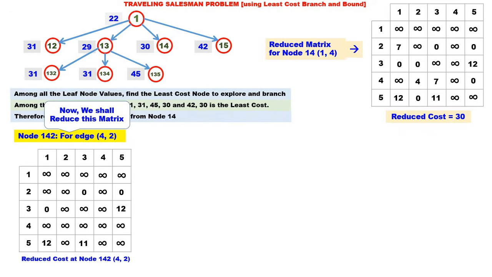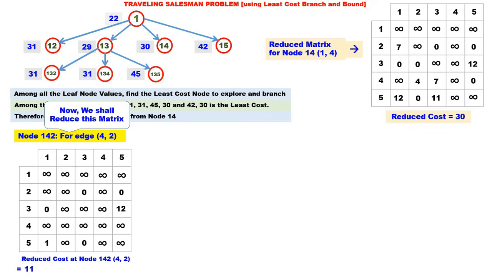First column, all the elements are infinity, no need to do anything. First row, all the elements are infinity, you need not do anything. Second row, the minimum element is 0, no change. Third row, the minimum element is 0, no change. Fourth row, all the elements are infinity, no change. And fifth row, the minimum element is 11, and 11 should be subtracted from all the elements of the fifth row. That is, 12 minus 11 is 1, 11 minus 11 is 0, and infinity will remain infinity only. So row reduction is over.